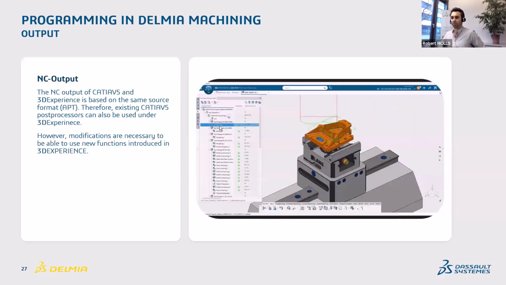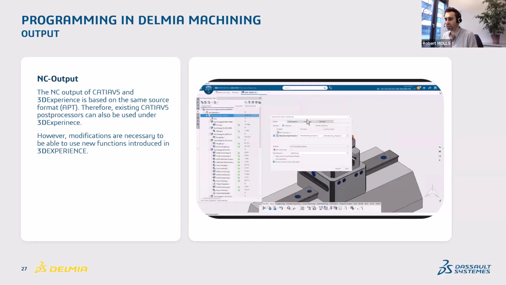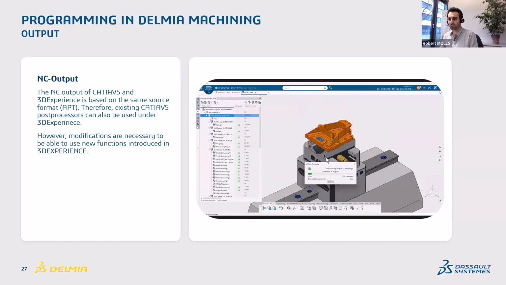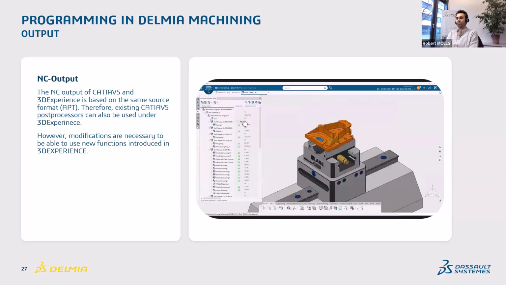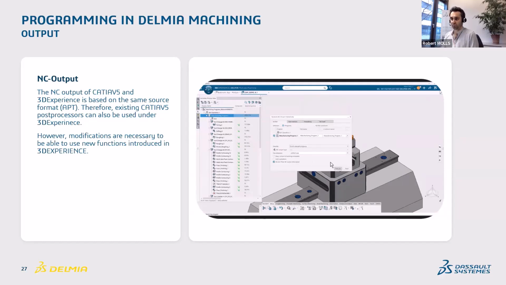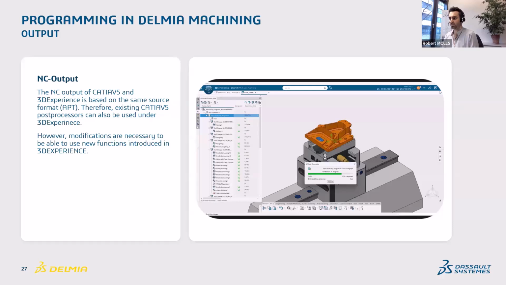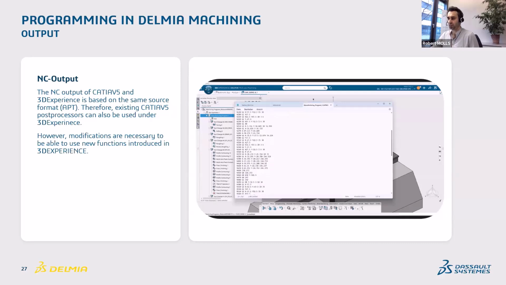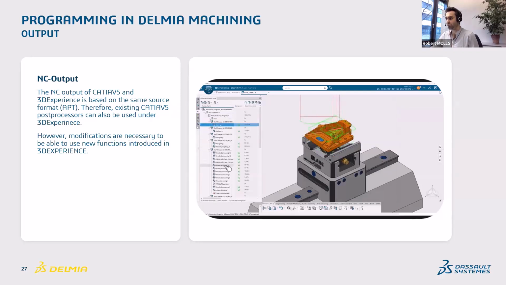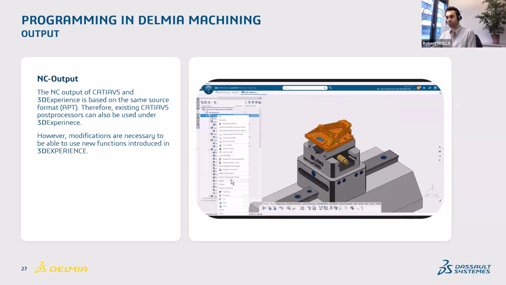So when it comes to output, as I previously mentioned, the internal source file is APT. It's been with CATIA V5, so CATIA V5 users will be familiar with that. And since that is the case, the post processors that you had in V5 can also be used in 3D Experience, with the only caveat being that there might be some modifications to be done to use the latest features of 3D Experience. But by and large, the post processors from V5 will still work.